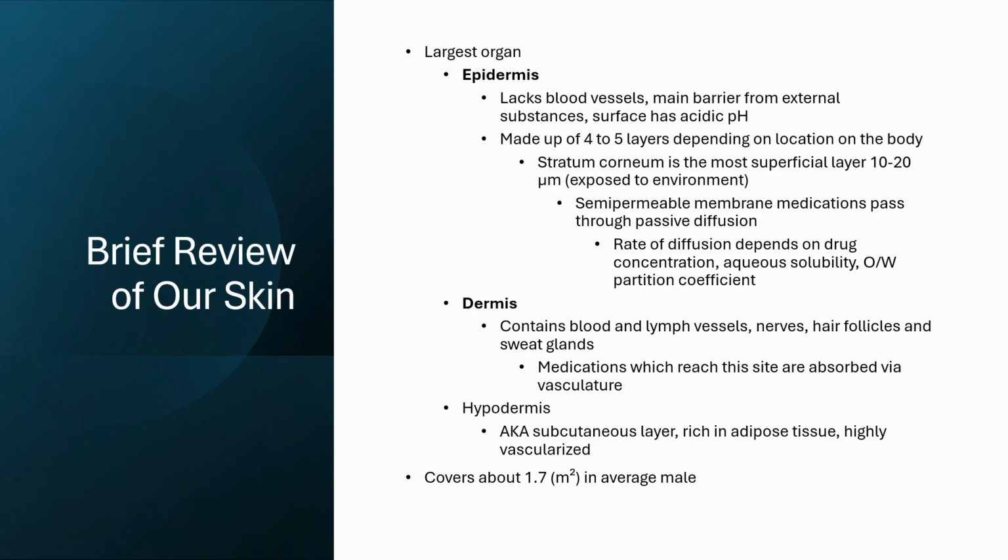The epidermis is a semi-permeable membrane which medications cross via passive diffusion. The rate of diffusion depends on many factors, but some examples include drug concentration, the drug's aqueous solubility, and oil-water partition coefficient. The following layer is the dermis, which contains blood, lymph vessels, nerves, and other structures like hair follicles and sweat glands. Medications are absorbed into the circulation once they reach the dermis.